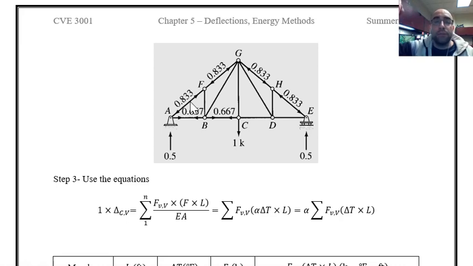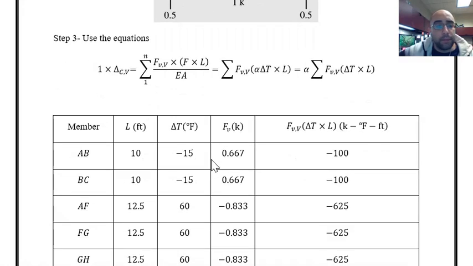That means the member will be in some force due to that initial pressure or stretch. That way you can have the same problem. The only thing is that the actual loading in the truss will be due to fabrication errors or initial construction errors in the members. But the procedure will be exactly the same, and you can follow the same procedure for solving the problem.